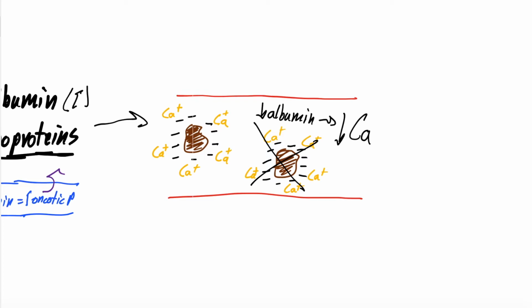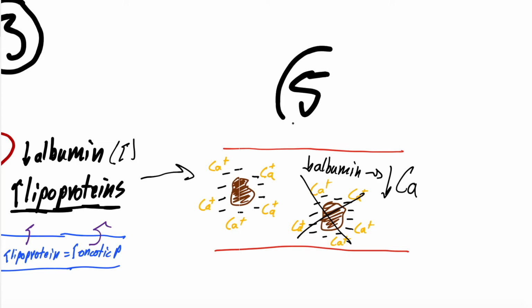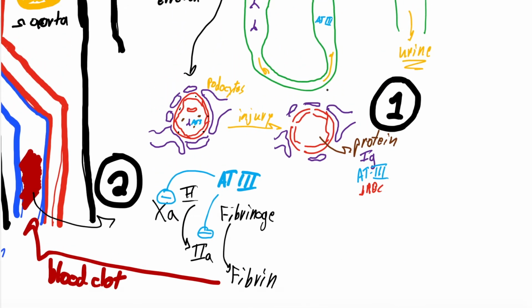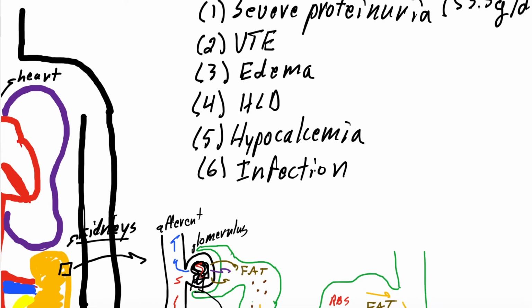All right, and that's how we get, what number are we on? Number 5, hypocalcemia. All right, last but not least, infection, number 6.